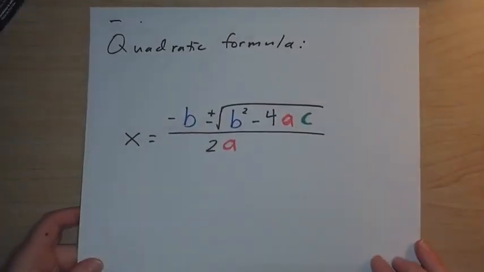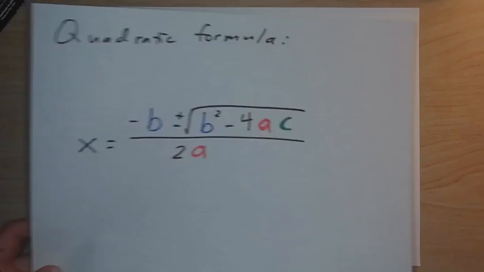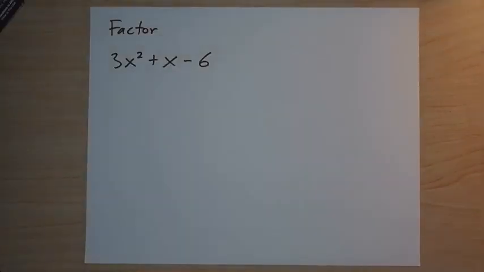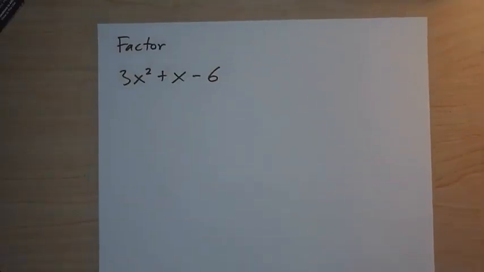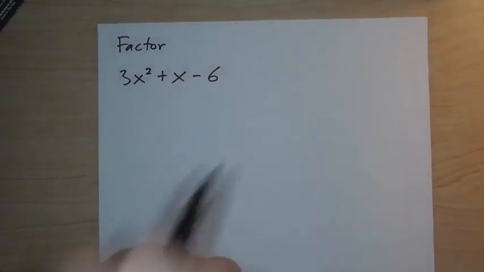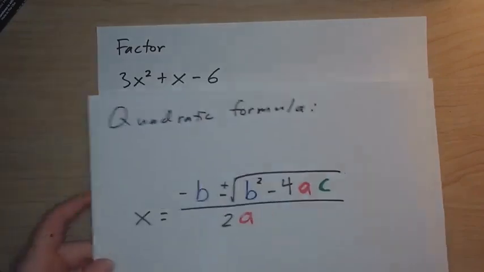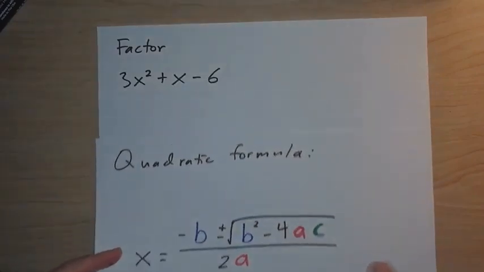And we can use this formula when things don't factor nicely, and it will work for essentially any polynomial. So we're going to use the quadratic formula to factor 3x squared plus x minus 6. This would be a polynomial that would be difficult to factor normally, but using this we can help.